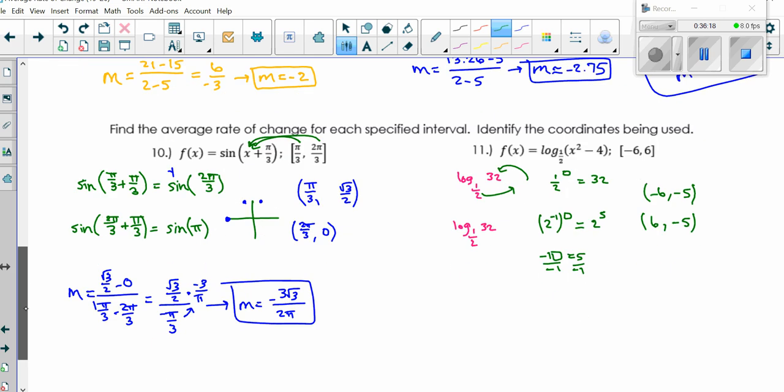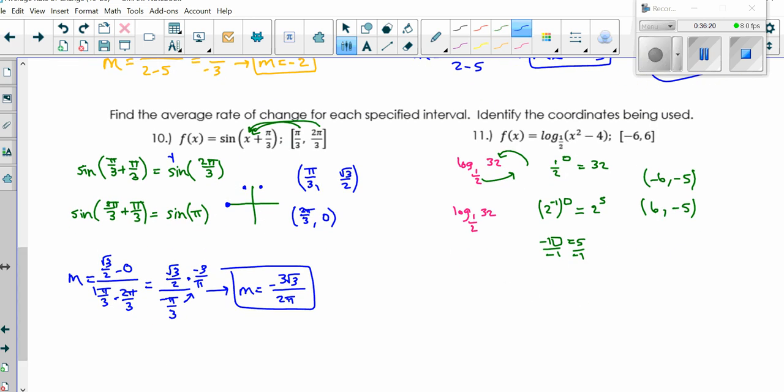Okay, I use those coordinates to find my average rate of change. So I'm going to say m equals negative 5 minus negative 5 over negative 6 minus 6. Well, negative 5 plus 5 is 0, and negative 12, which means my average rate of change is 0. Okay, don't say undefined. Undefined would be if there's a 0 down here. All right, so that's it.